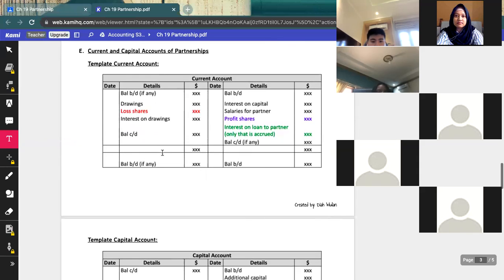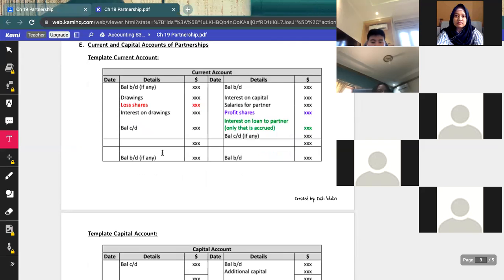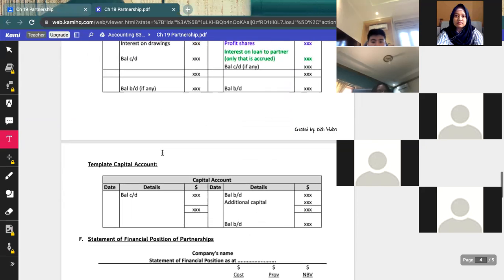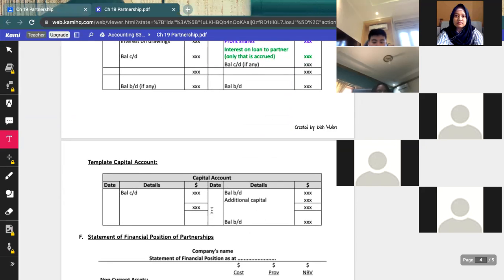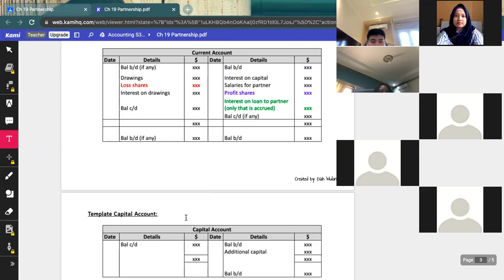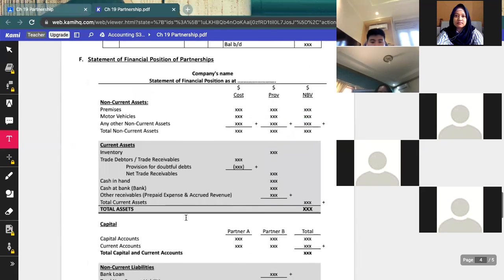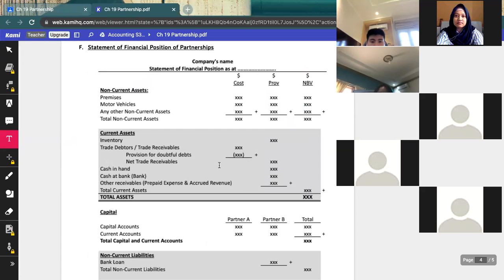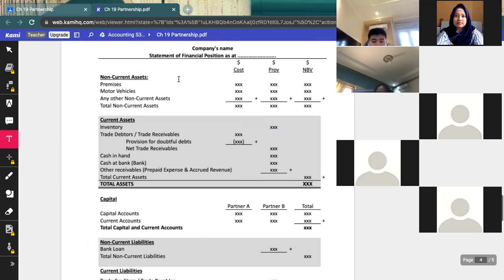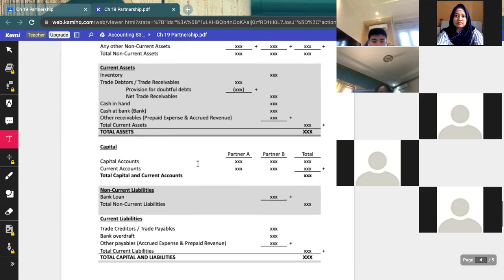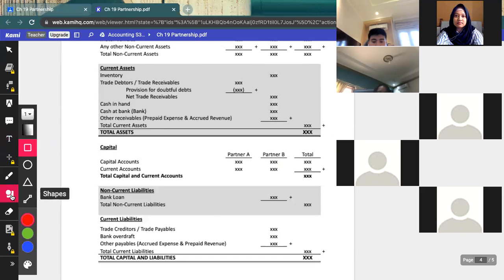Now, the current and capital accounts of partnerships are basically capital accounts. So this is the capital account, yeah. If I skip these two, you will see the statement of financial position, this one, okay, that you have known for this long, yeah. The statement of financial position of a partnership is the same as others, except this part.